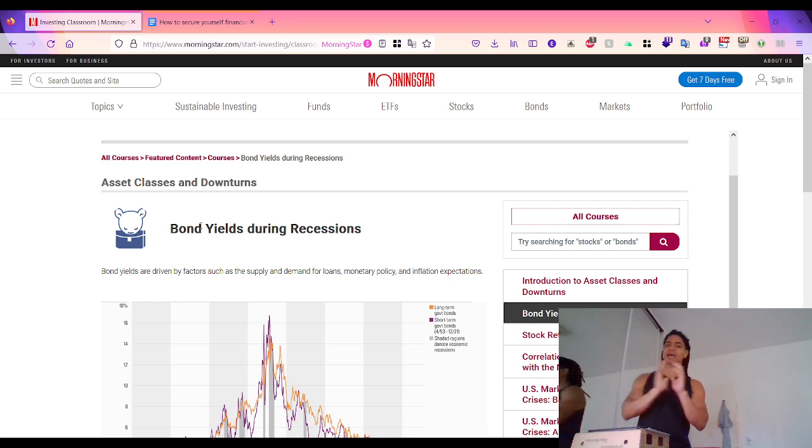So by looking at the contraction and expansion phases over the last 49 years, from 1973 to 2021, and the market downturns and recovery, we can see how historical data helps investors see how the market performs.